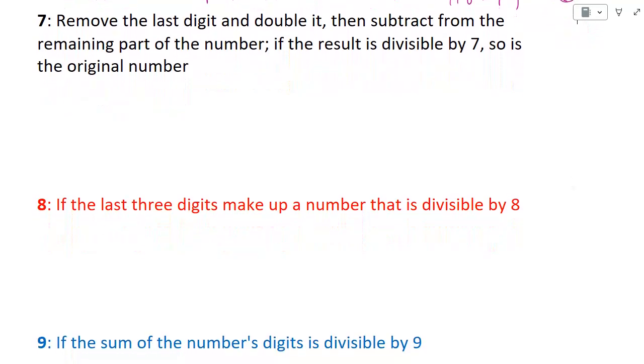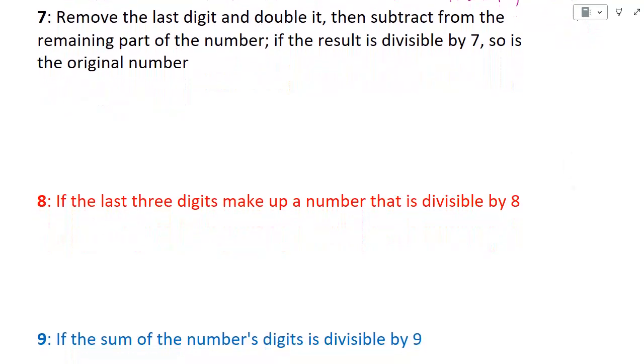Okay. Now, 7. I don't really like 7. It's kind of long, kind of involved, but it works. I just generally haven't taught this one, or I just say go to the calculator. It's a little bit easier. But there's a trick, so we'll show you. What you do is remove the last digit from the number and double it, then subtract that from the remaining part of the number after you pulled that digit off.